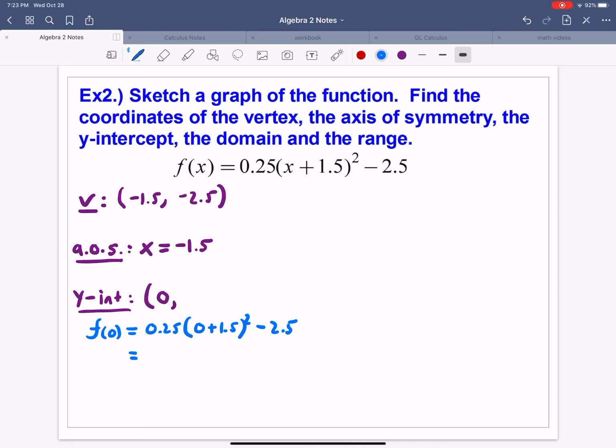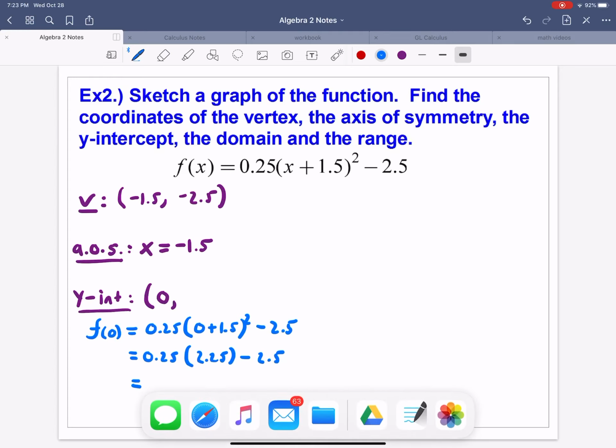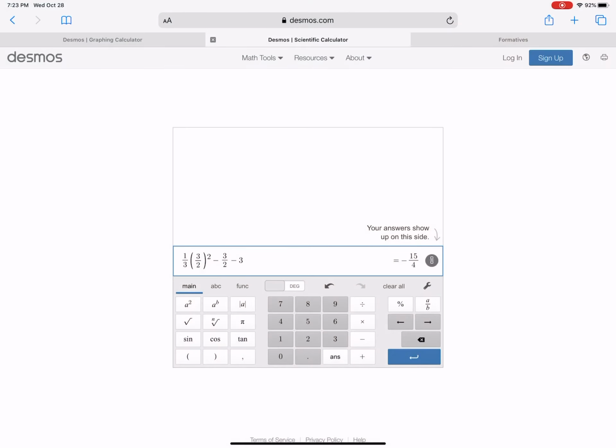So I get 0.25 times 2.25 minus 2.5. And I'm going to go ahead and trust a calculator to help me with some of this work here. Okay, so I'm pretty sure that when I do this here, let's go ahead and go to the Desmos calculator here.